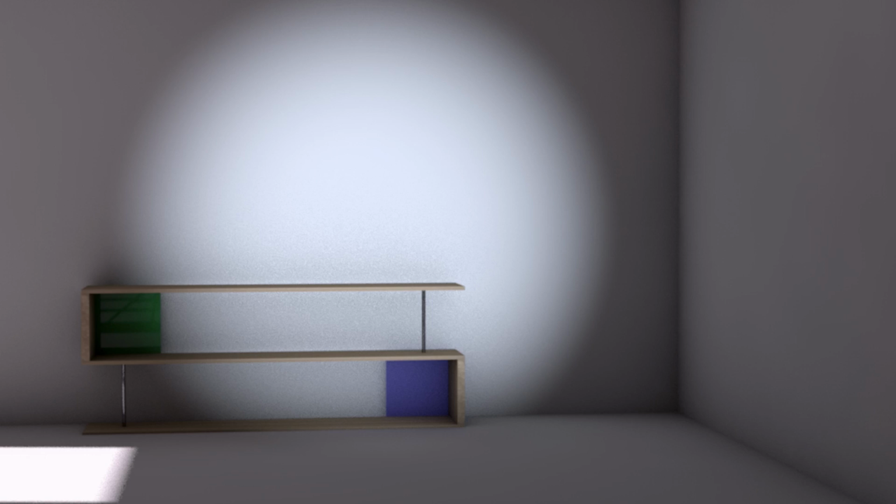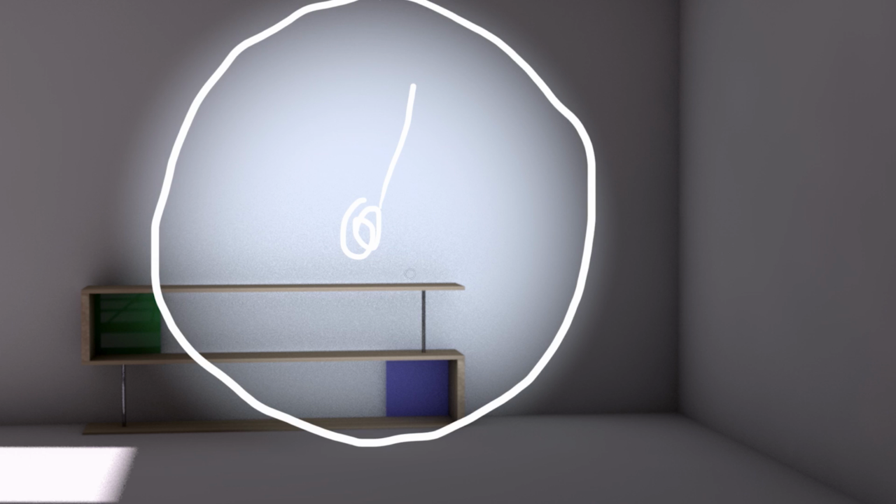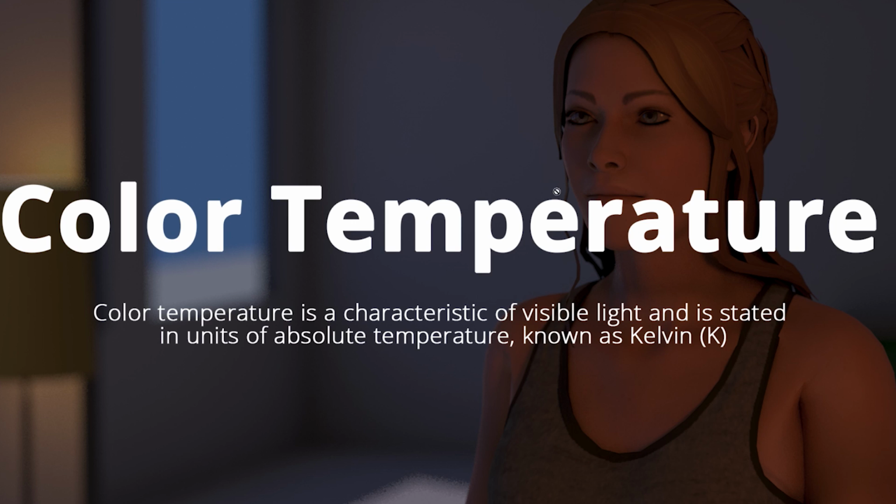If we switch over to flood, on the other hand, we lose that intensity right in the center, and now we have a greater distance covered by the light. Now on to color temperature. Color temperature is the characteristic of visible light and is stated in units of absolute temperature known as Kelvin. That's a very vague definition, and what it really comes down to is what color temperature your lights are. So your lights will fit somewhere on this scale of Kelvin, and the warmer the color of the light is, the lower the Kelvin number.